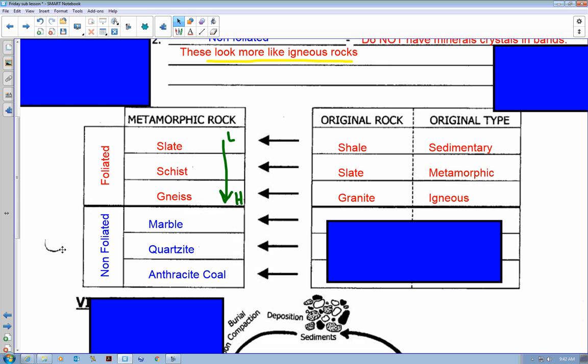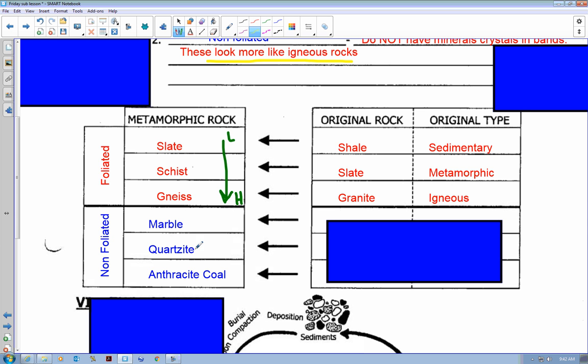Our other kind of rocks are the non-foliated. I'm sure you recognize some of these. Marble is a very common one that people are familiar with. You probably have marble in your home. Oftentimes we have marble on floor tiles and maybe in the bathroom. It's used for statues and things like that. It's a little bit soft, but it's a very pretty rock.